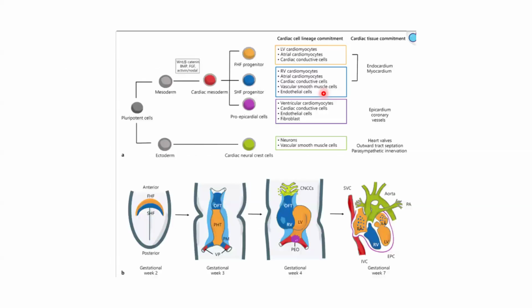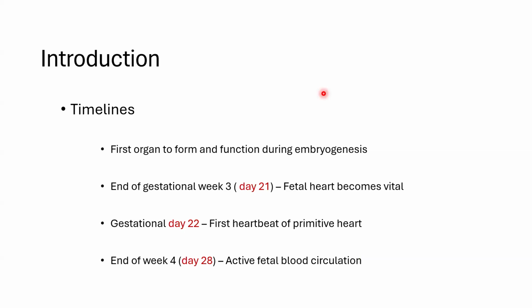Importantly, we know that all these processes occur in specific timelines. We know that the heart is the first organ to form and function during embryogenesis. And that's because by the time the embryo gets to about the third week, the nutrients that it obtains and the oxygenation it obtains by diffusion are not enough to sustain its metabolic demands. So at that point in time, it requires a functioning fetal heart to begin to do the pumping as well. So right from day 22, we begin to see the first heartbeat of the primitive heart. And then by day 28, we have a full active circulation.